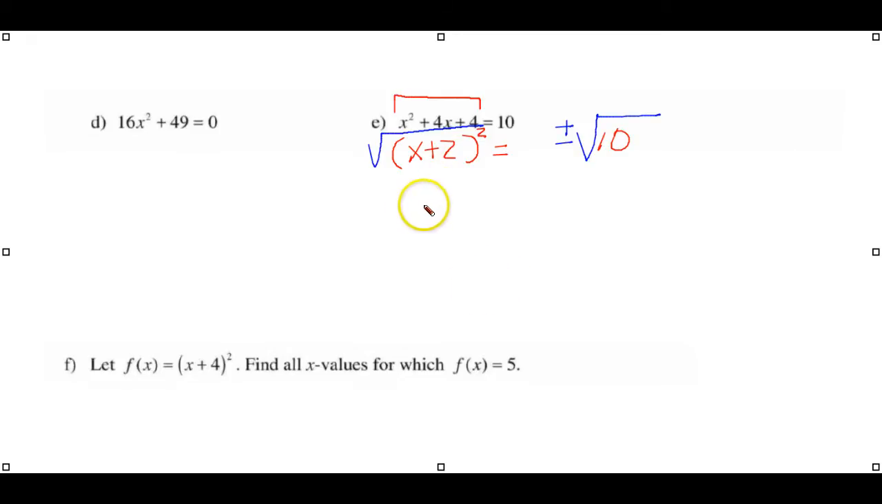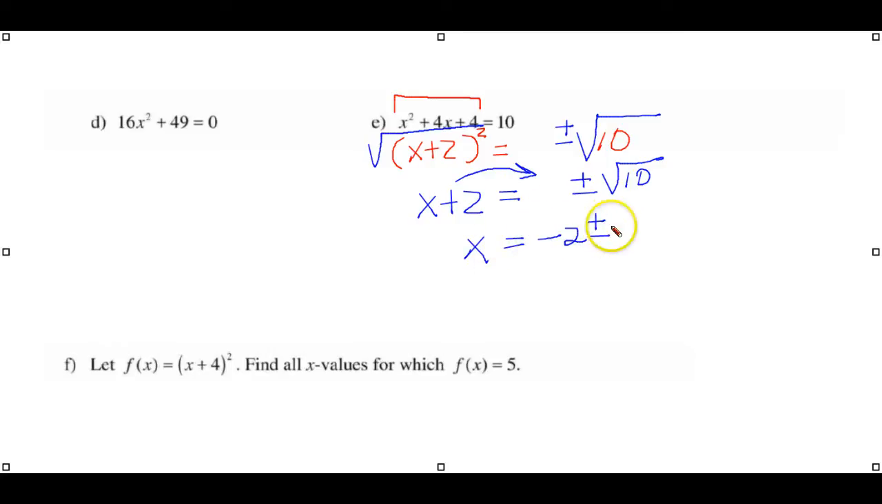So we then end up with x plus 2 equals plus or minus the square root of 10. We take our 2, bring it over, we get x equals negative 2 plus or minus the square root of 10. And these are our two answers to this quadratic equation.